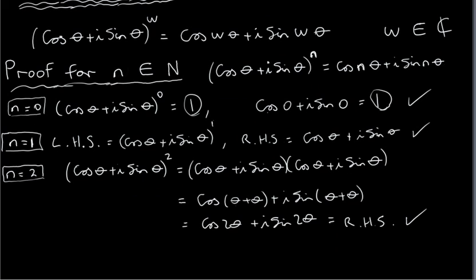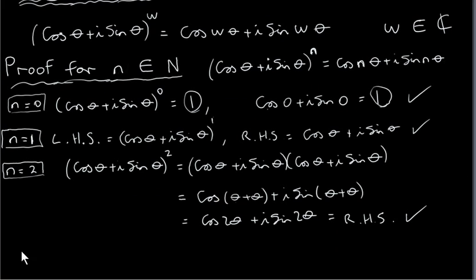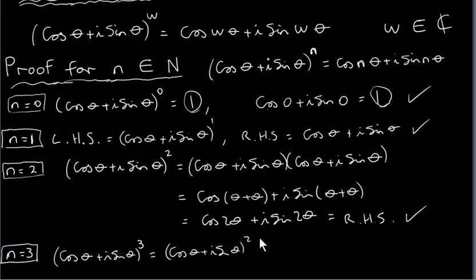Now, how do we keep on extrapolating? Let's look at n equals 3. Well, n equals 3 is, for the left-hand side, we get cos theta plus i sine theta to the power of 3. But we can factorize this into cos theta plus i sine theta squared times cos theta plus i sine theta.